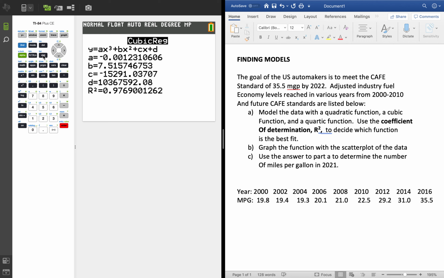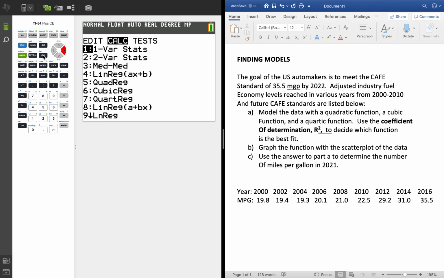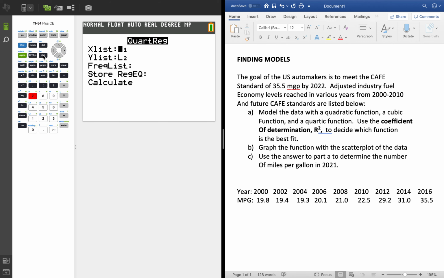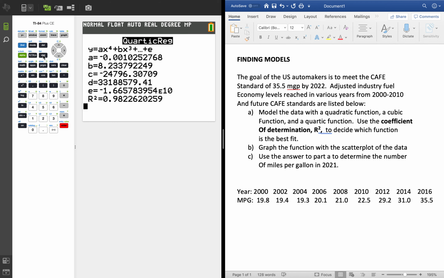So go back to Stat again. Go to Calc. We got one more. We got to check the quartic. So this time I'm going to hit number 7. Again, that stuff is all good. Hit Calculate, and it says 0.9822 is my R squared. That is the best. That's the closest one to 1, which means quartic is my best model.